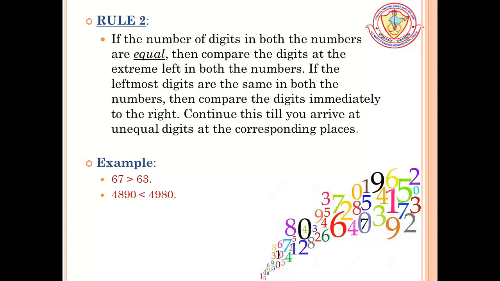One more example, 4890 and 4980. Here the leftmost digit is 4. That's why you are comparing the next digit. You will get 8 and 9. Here clearly you can say that 8 is less than 9. That's why 4890 is less than 4980. One more example where you can see the numbers.